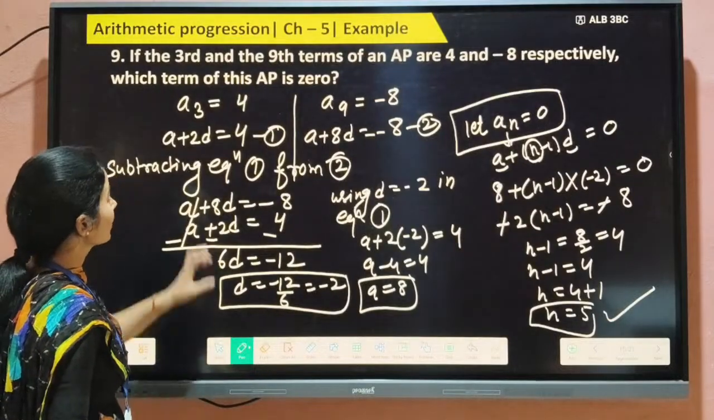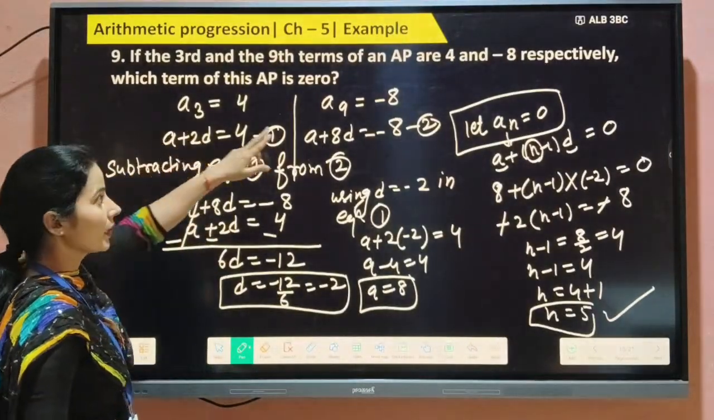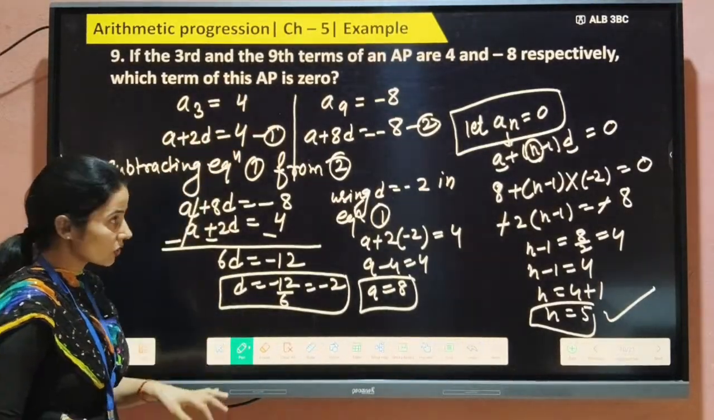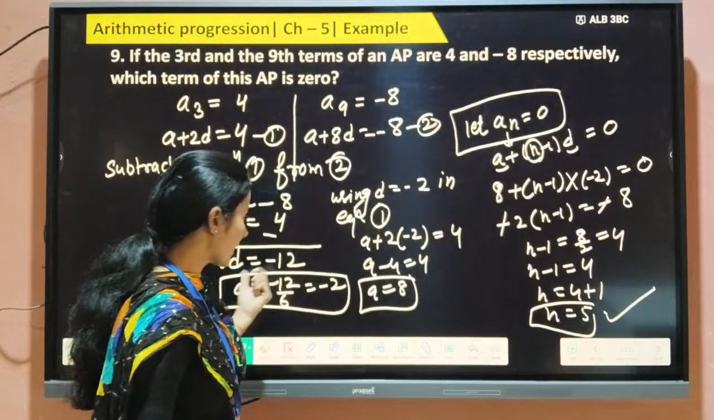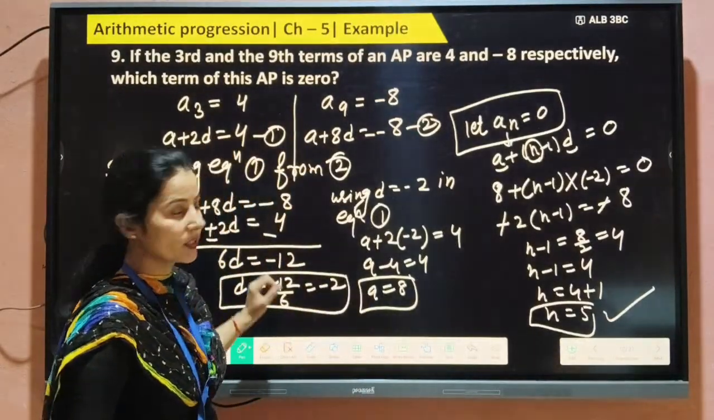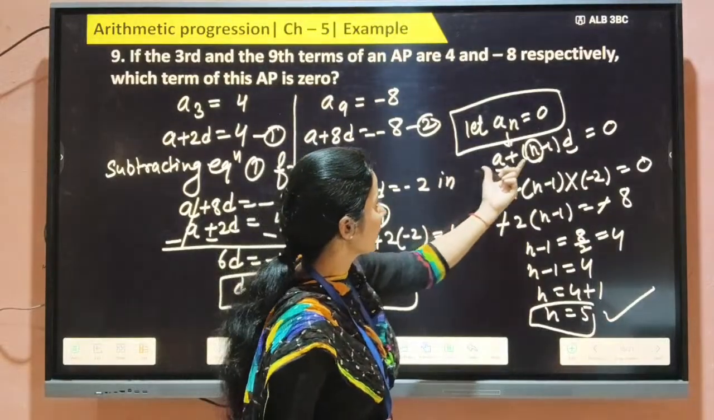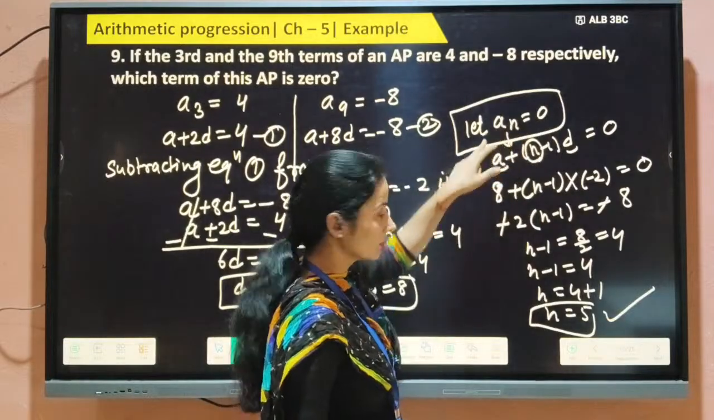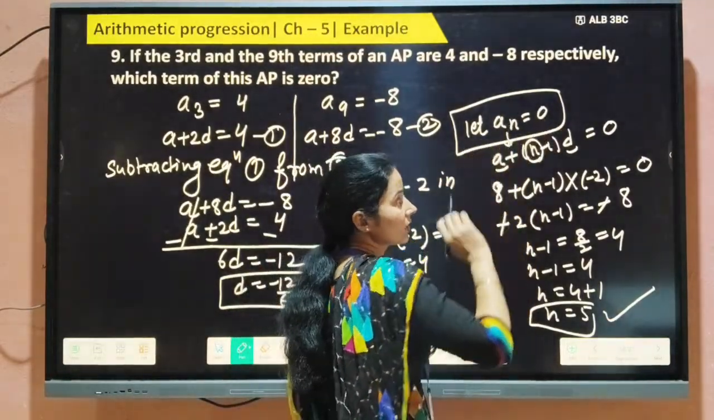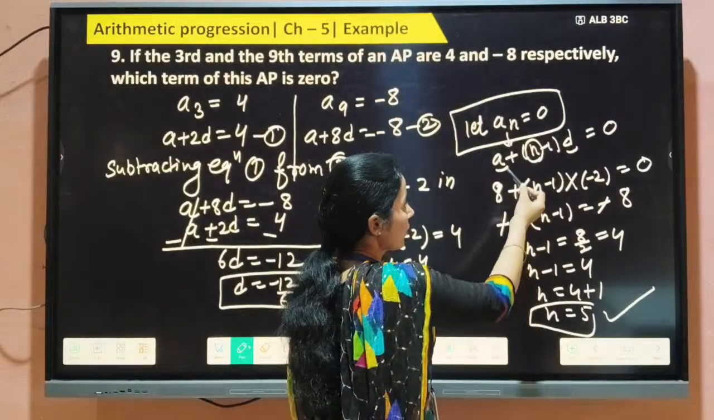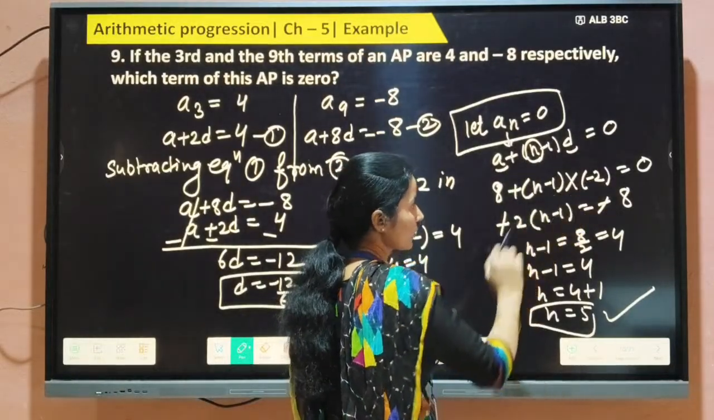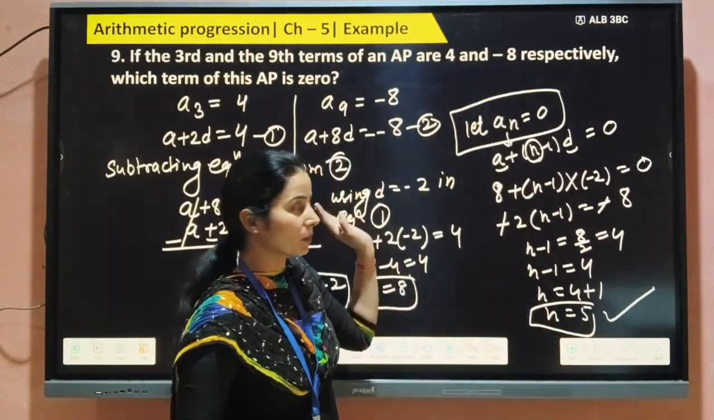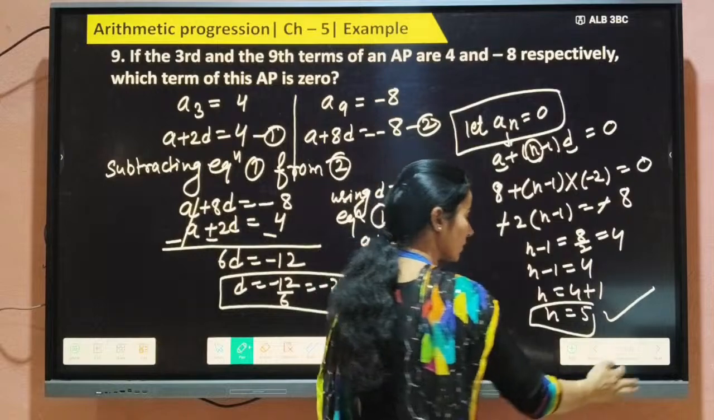In this question, two terms are given to us, the third term and the ninth term. We need to find which term of this AP is 0. We calculated the a and d values from these two given conditions, and used them in a plus n minus 1 into d equals 0. I considered the nth term of this AP to be 0. After using the a and d values, I get n equals 5. So the fifth term of this AP will be 0. Question number 9 is completed.